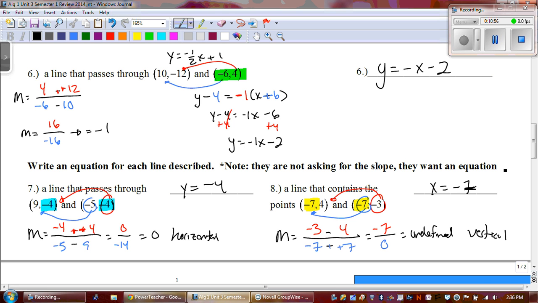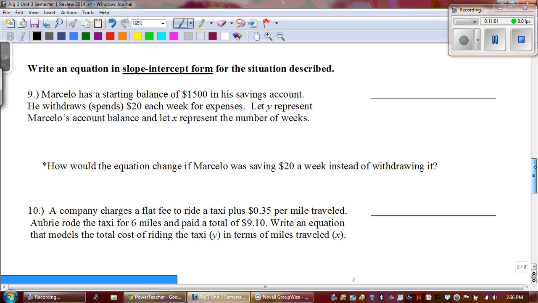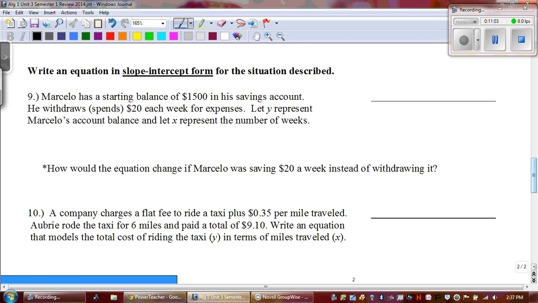All right, let's go ahead and flip it over. Now we got some word problems. It says write an equation. We want this in slope-intercept form for the situation described. Okay? Just remember, here's a nice note. You could put this on your note card, that the word each and per equal your slope. Okay?